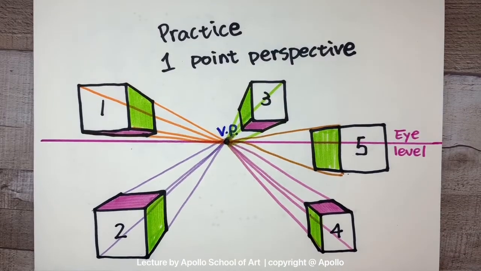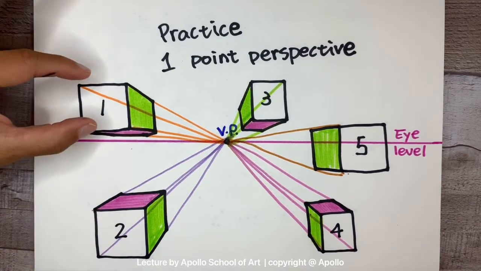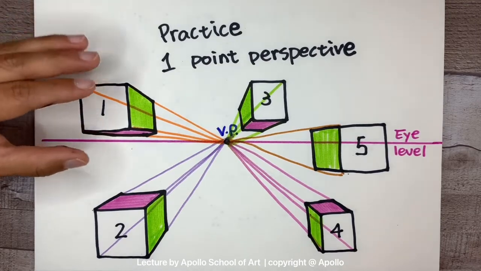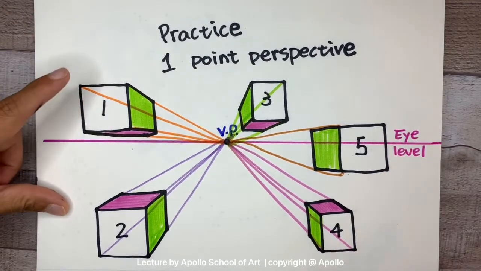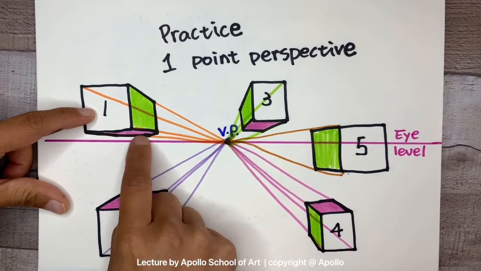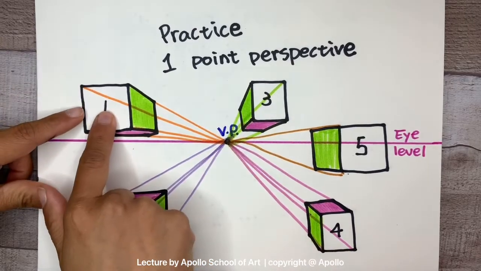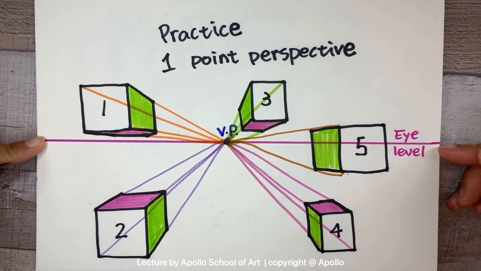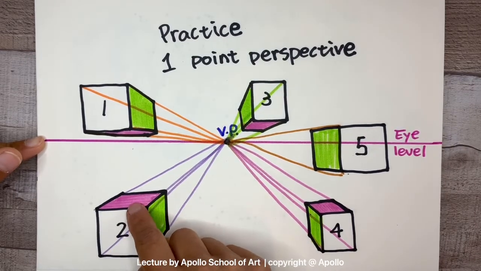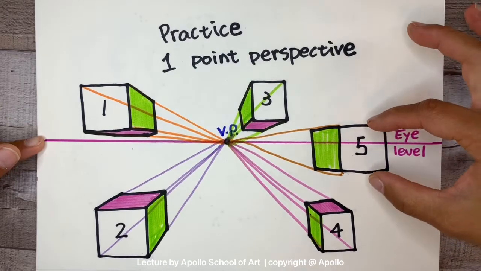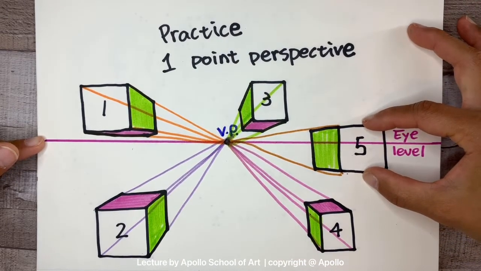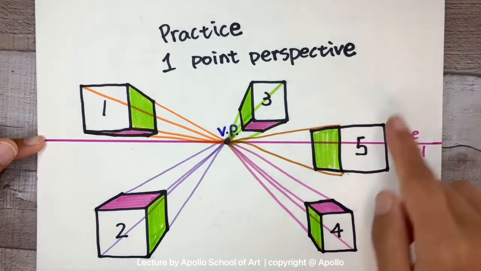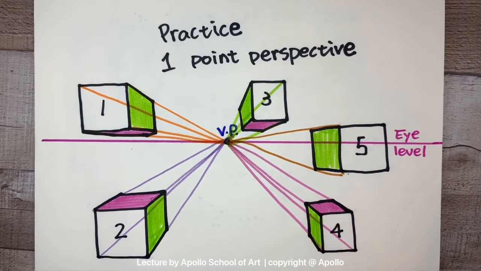Okay, when you finish the practice, you should see your cube looks like mine. The box is on top of the eye level, so you are able to see the bottom part of the cube, and the side and the front for sure. If your cube is below the eye level, you are not able to see the bottom part of the cube, but you will see the top. So that's it. Do you have the same thing?